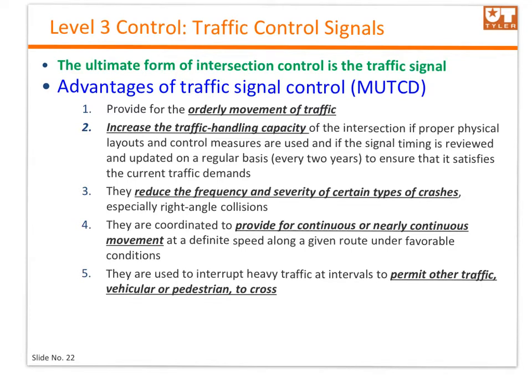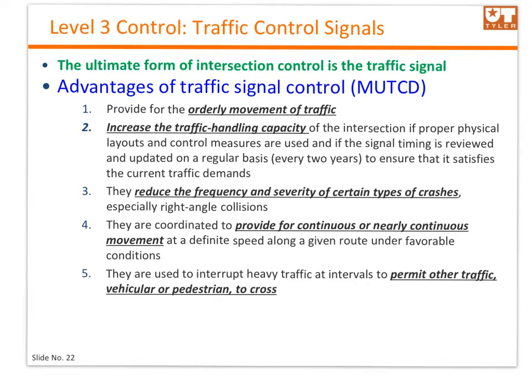Another advantage of having a traffic signal is that they are coordinated to provide for continuous or nearly continuous movement at a definite speed along a given route under favorable conditions. One of the assumptions that we always make while we're designing the traffic signals and the timing is that if you are at the right speed limit, you will be able to go through most of the intersections with the green light.